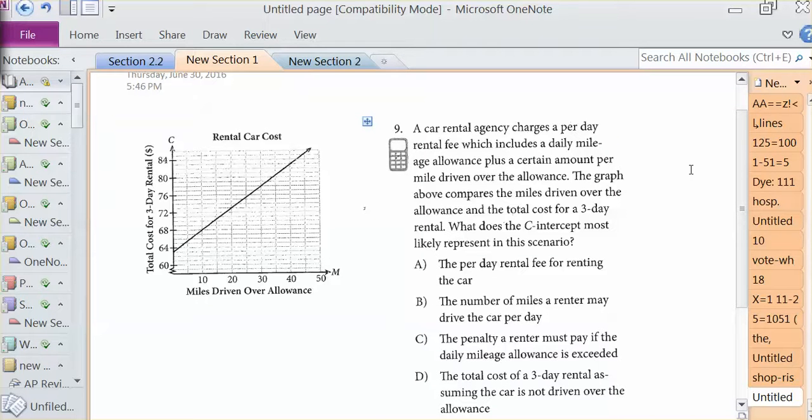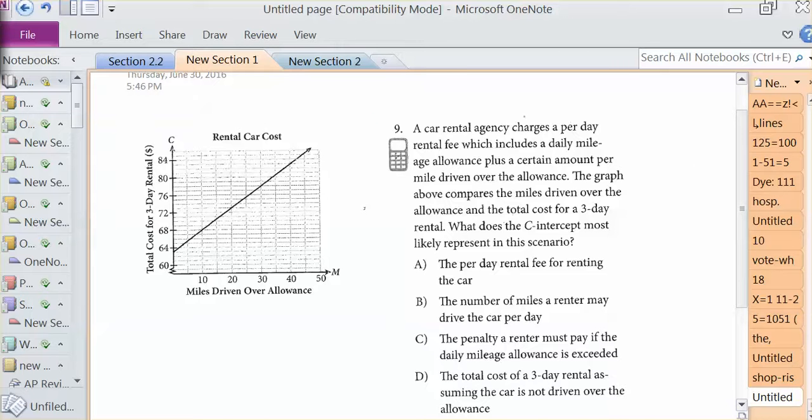So let's read the question here. A car rental agency charges a per-day rental fee which includes a daily mileage allowance plus a certain amount per mile driven over the allowance. The graph above compares the miles driven over the allowance and the total cost for a 3-day rental. What does the c-intercept most likely represent in this scenario? There's a lot of information happening here. So we need to dissect the problem so we don't get confused.